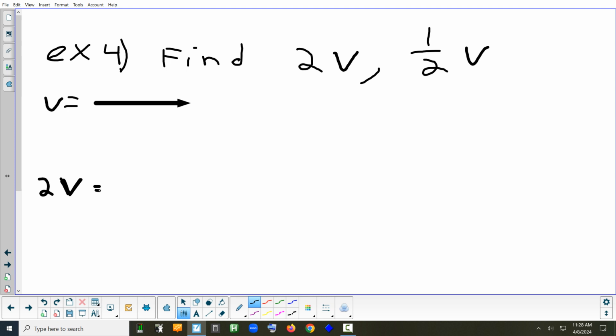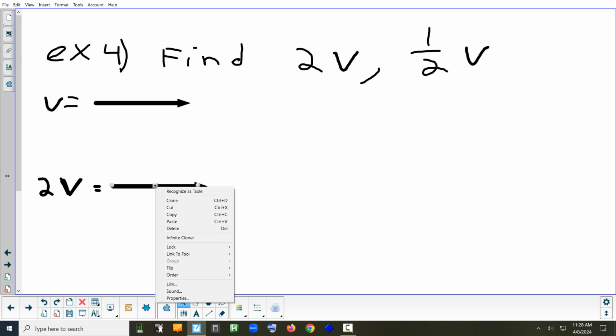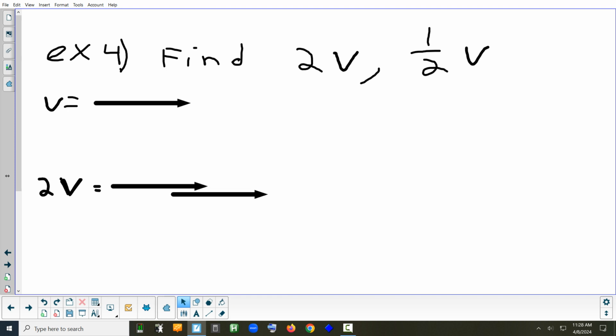Well, you can just call the beginning point with the terminal point. Just make 2 copies of it. Stack them together like we're adding them. And now you just created v plus v, and that's 2v. So the answer would be what's in red right there.